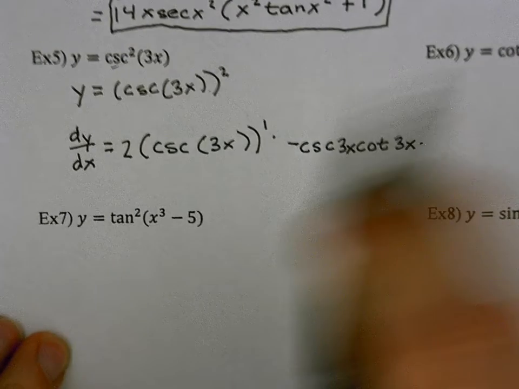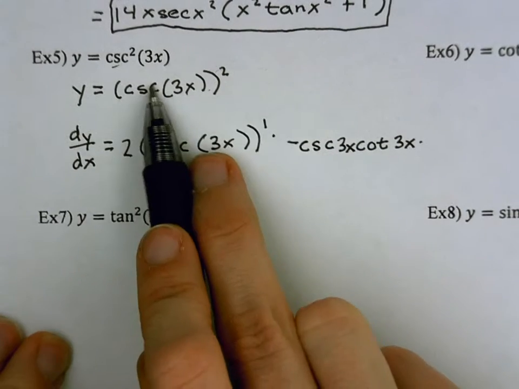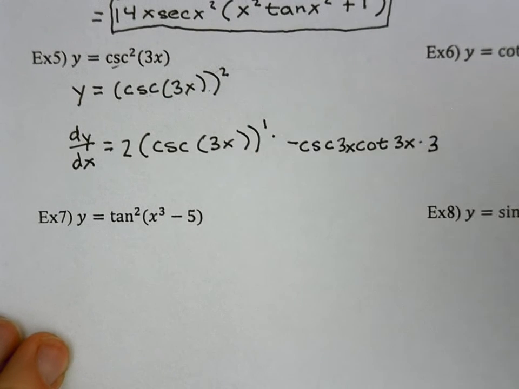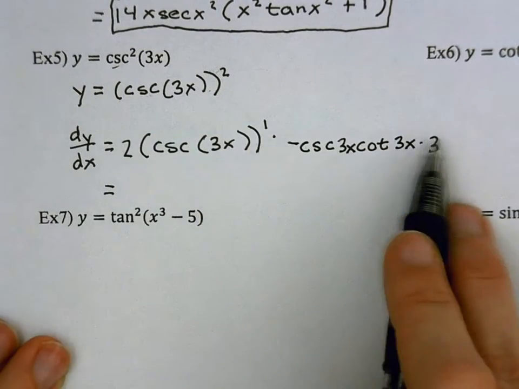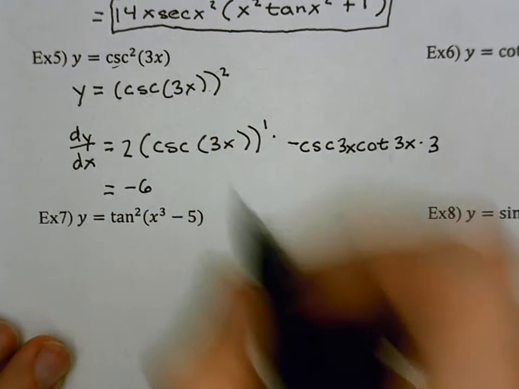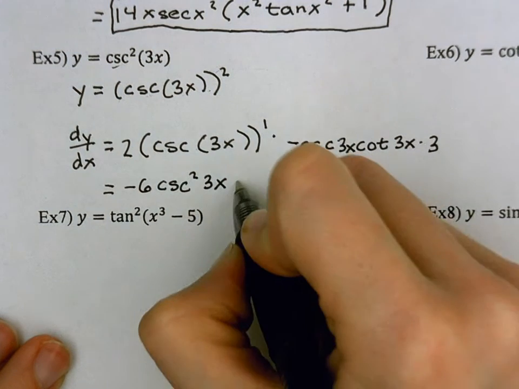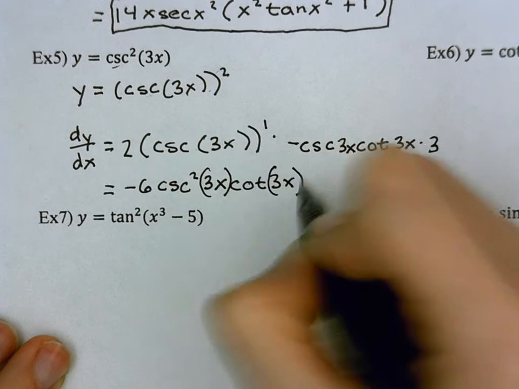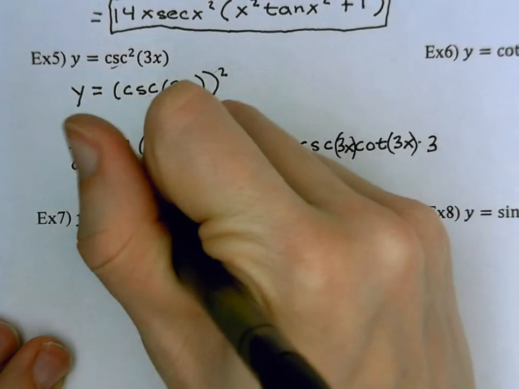Now you can take the derivative of the smallest function, which is the 3x, because you've taken care of the squared here, you peel that away, take care of the cosecant next, peel that away. Now you have the 3x. Derivative of 3x is 3. And then again, rewriting, we have 2 times negative times 3, which is negative 6. You have 2 cosecant 3x's. This is cosecant squared 3x. And then the 1 cotangent 3x. There's your answer.